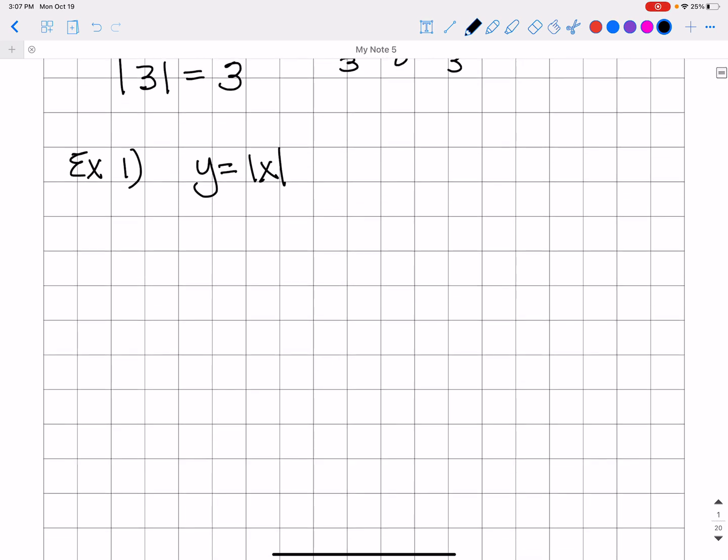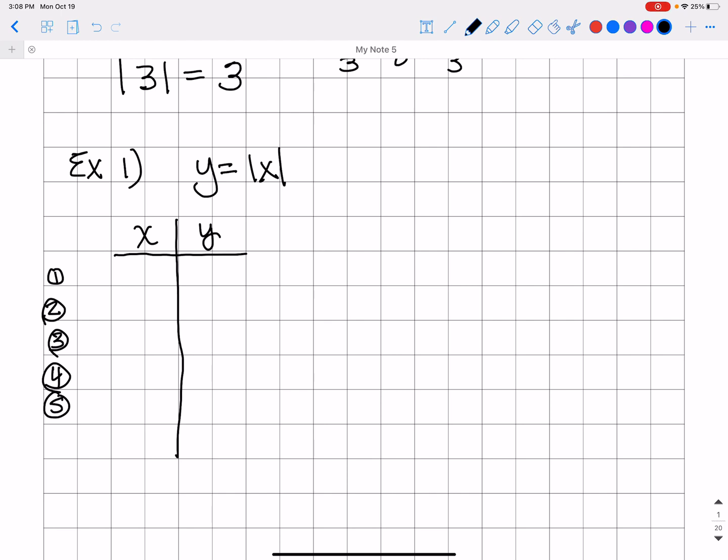So what does this look like? Well, first thing you always do, step 1, is you create an XY table. Every single time you need an XY table. And then you need to thoughtfully pick 5 x's: 1, 2, 3, 4, 5. We're going to pick 5 different x's. And you don't have to number those every time. I'm just doing that this once.